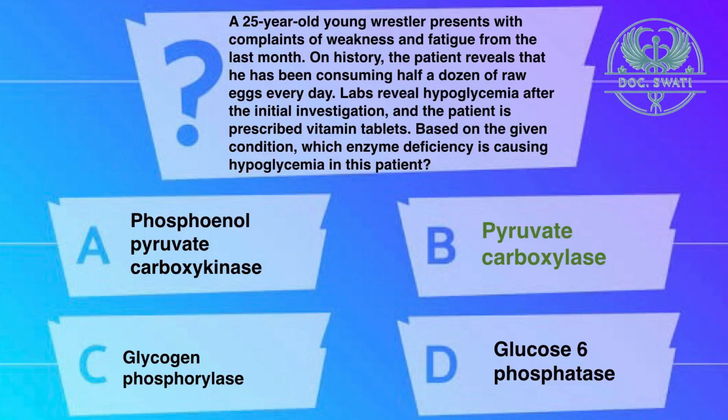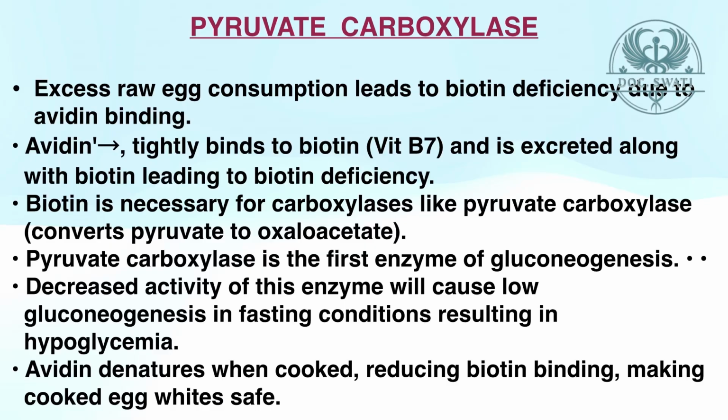Now let's discuss the key features of pyruvate carboxylase. Excess raw egg consumption leads to biotin deficiency due to avidin binding. Avidin tightly binds to biotin, vitamin B7, and is excreted along with biotin, leading to biotin deficiency. Biotin is necessary for carboxylases like pyruvate carboxylase, which converts pyruvate to oxaloacetate.